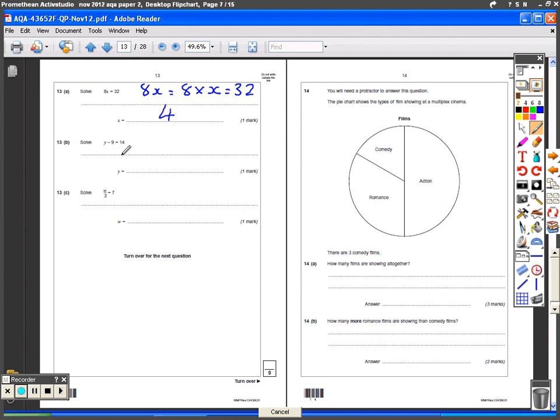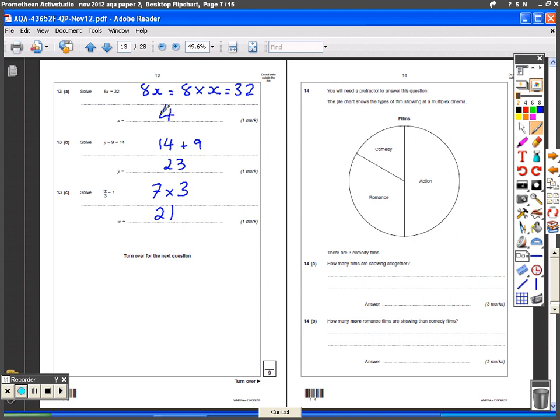Next one, solve y take away 9 equals 14. Well, the opposite of take away 9 is add 9. So 14 plus 9 makes 23. And finally, w divided by 3 is 7. So same method, if I was going to do the opposite of divide 3, I would do 7 times 3, therefore 21.